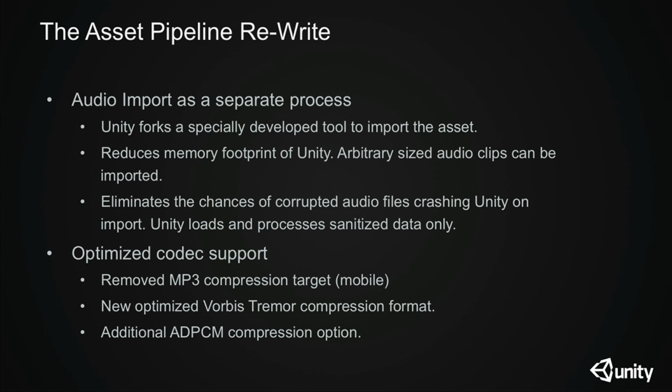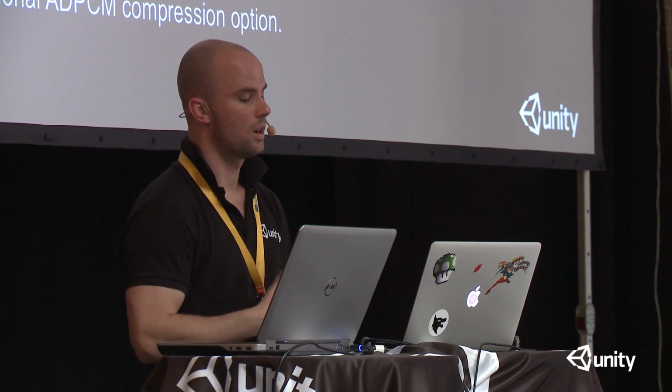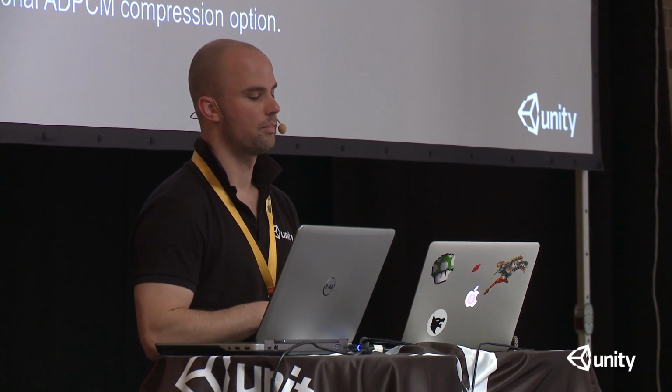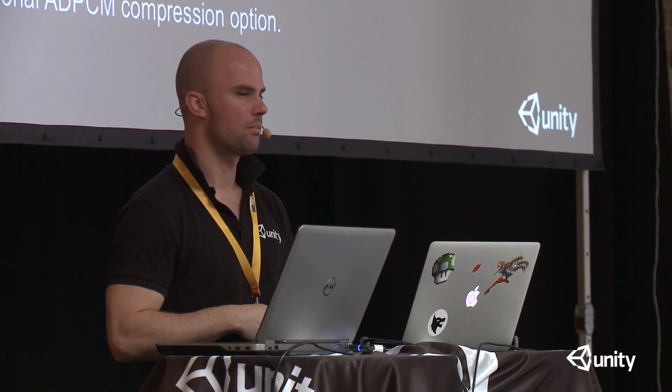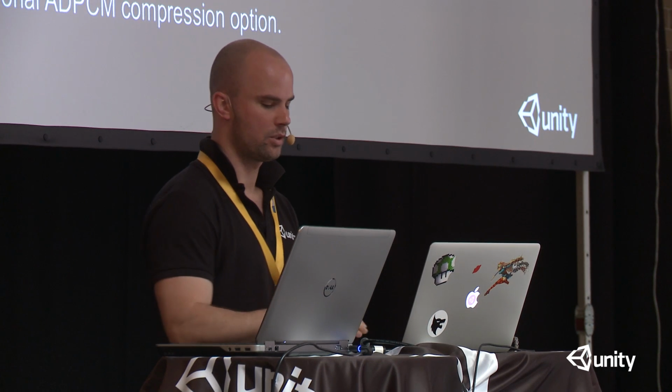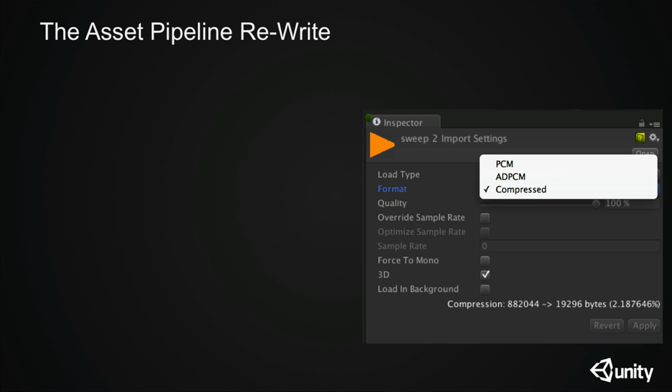And we've optimized the codecs that are used in Unity. We got rid of MP3, which is really an outdated and rubbish format. We've implemented a new compression format called Vorbis Tremor, which is a really super optimized implementation of an un-alt-wrapped Vorbis decoder. And we also added an ADPCM target for compression. I want to talk about those three compressions quickly, if any of you are not familiar with them.